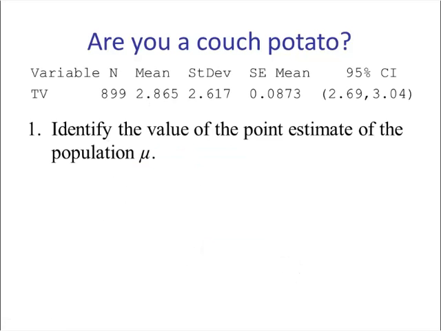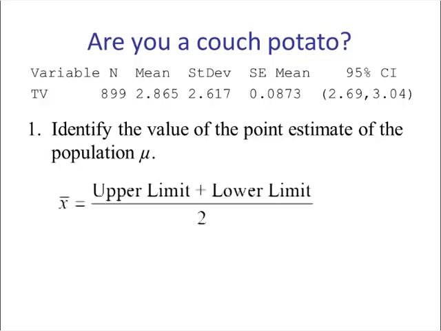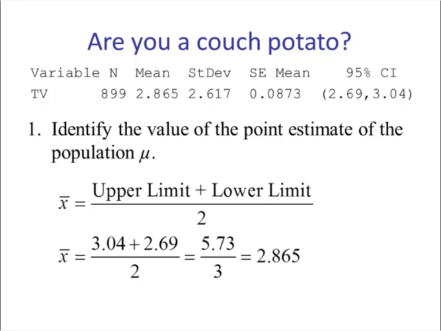So let's go back to the question. Number 1, what is the point estimate for the population mu? That's x bar, which gives us 2.865. And of course this agrees with the Minitab printout. You may be thinking, why did we have to go through this if we already had the answer right here? Well, sometimes we're just given only the confidence interval, and this is how we can find the point estimate.